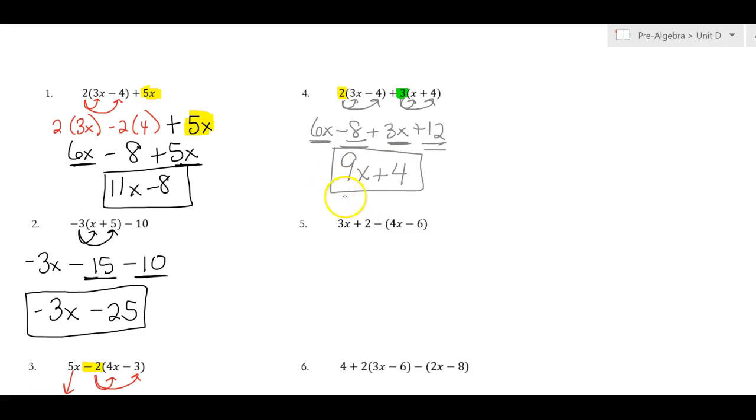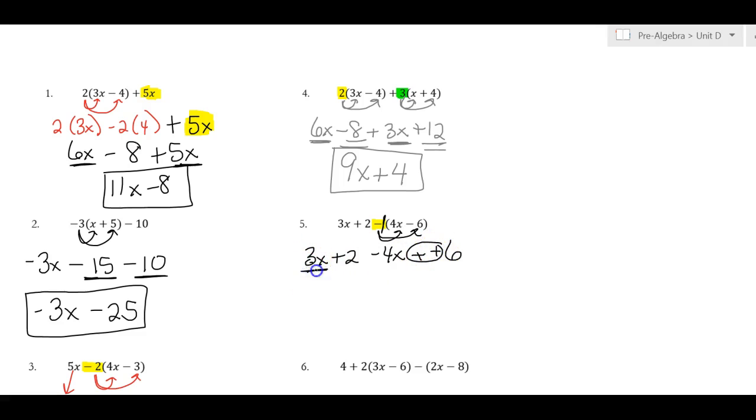Okay, for number 5, it looks a little confusing because I have a parentheses, but there's no number there. What you do need to remember is that if you don't see a number there, there's a 1 there. So I'm going to distribute negative 1 because there's a minus. So I get negative 4x. And then I get negative 1 times 6 is negative 6. And then I'm going to bring everything else down. Now I do have 2 negatives there, so I'm going to circle and change them.